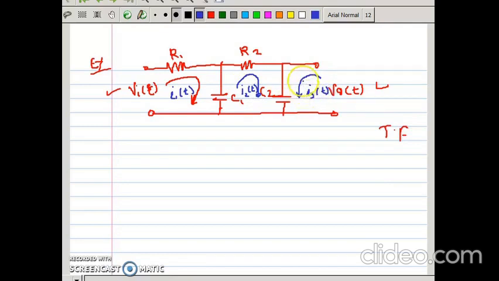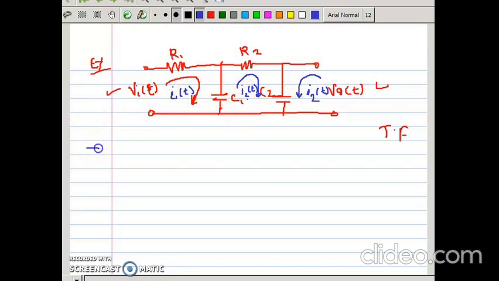Okay, so we are considering here 3 currents: I1 from the first loop, I2 from the second loop, and I3. But as we know, generally we consider the same current at the output, so it is I2 again, because there is no extra additional component. So there are two currents, I1 from the input side, then I2, and then I2, right?